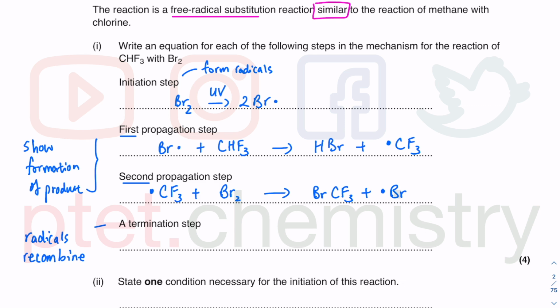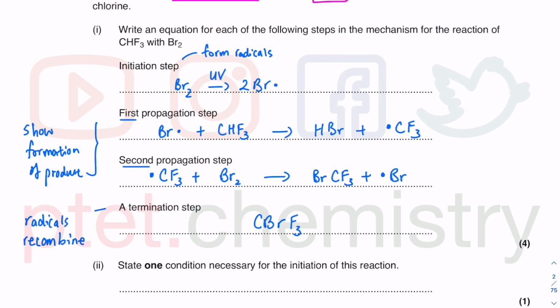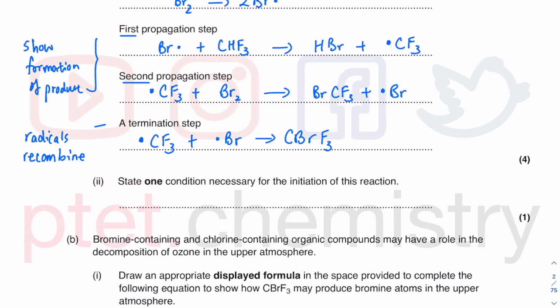So what happened there is we got to show the formation of the products. Termination could come in various stages, but I want to show the formation of the product. So I have CBrF3, or I could write BrCF3, it doesn't matter how I write it. But I know it's a combination of a bromine radical with a CF3 radical. So radical and radical recombine in order to give me the final molecule, which is not a radical.